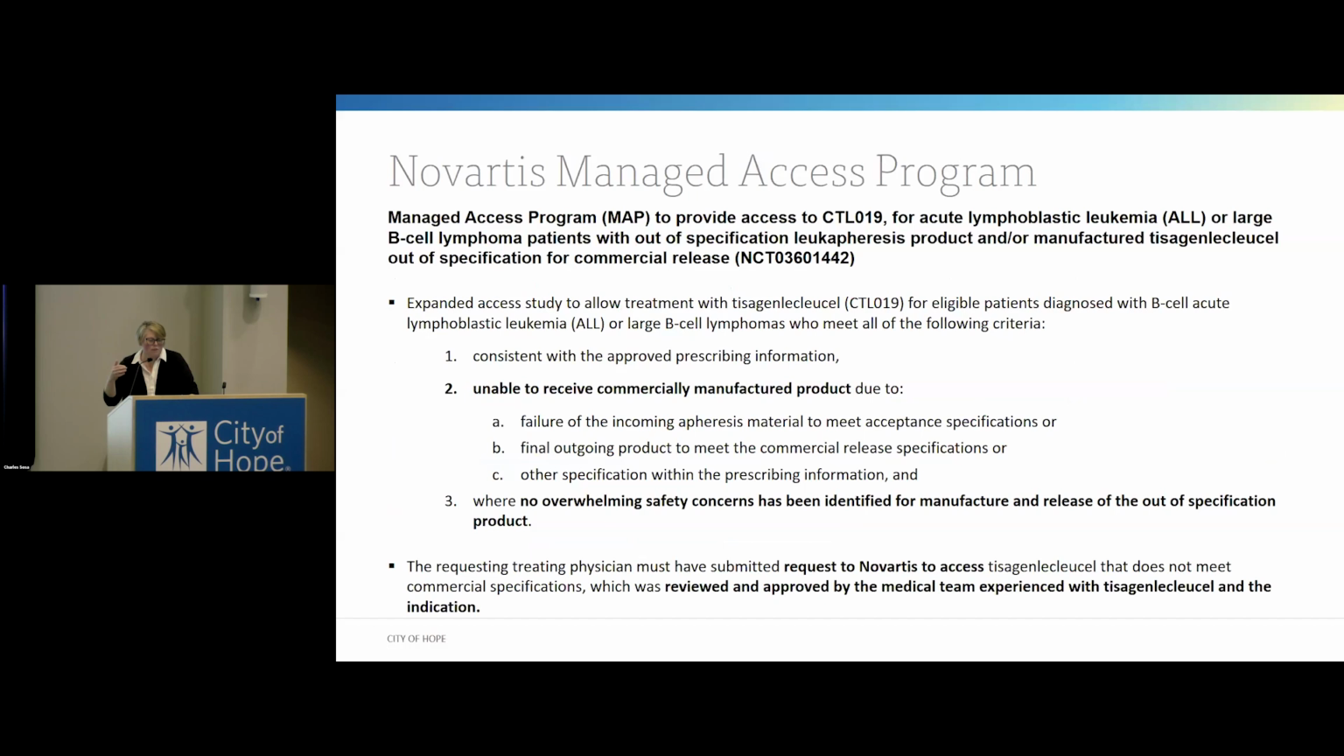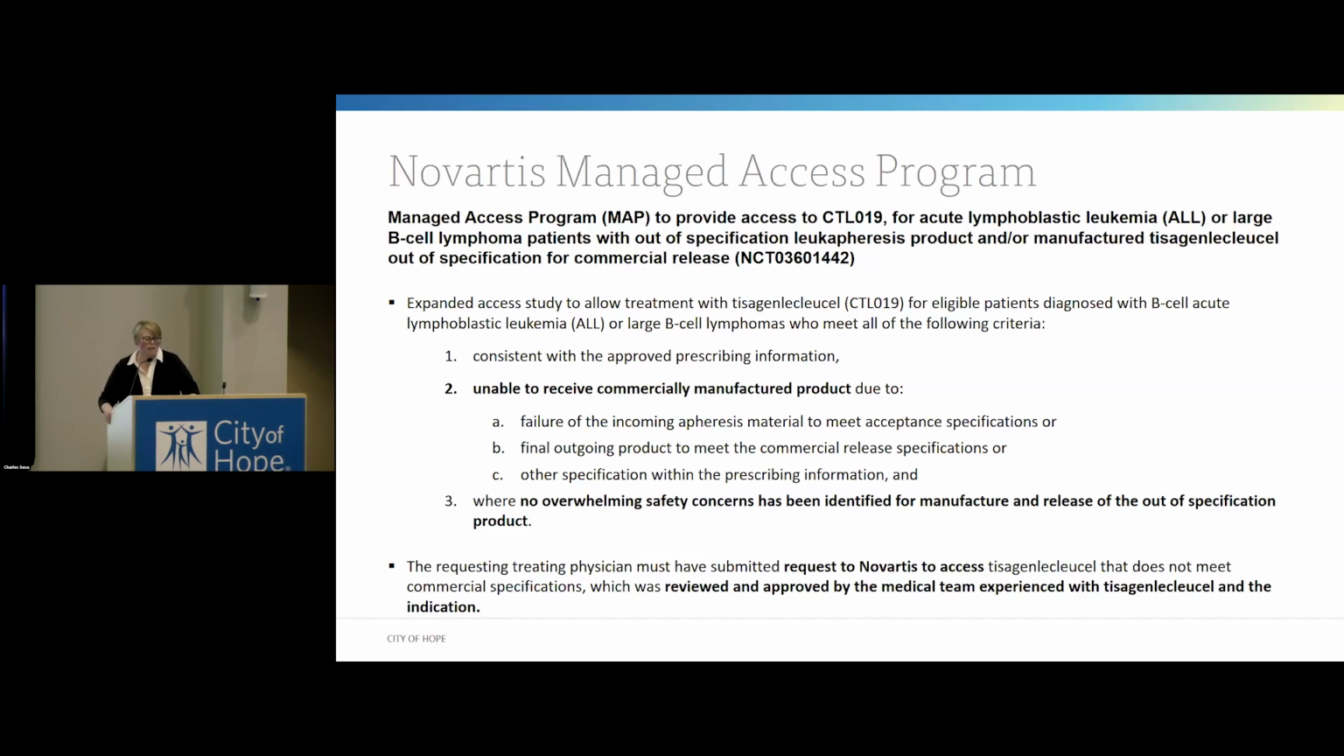Since Novartis put out one of the earliest expanded access programs, I just wanted to share with you some of the criteria to be able to move forward. As you can see, a lot of it is built around safety, again, that risk benefit. So in order to put a patient on this particular protocol and receive the out of specification product, it still had to be consistent with the prescribing information. So you follow that plan. But you're just unable to receive the commercially manufactured product due to, and they list some of these situations.